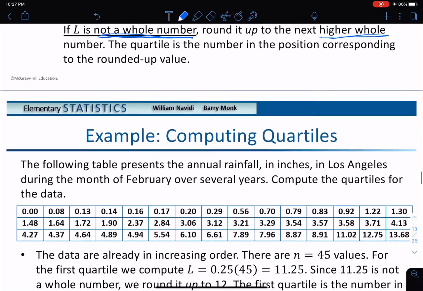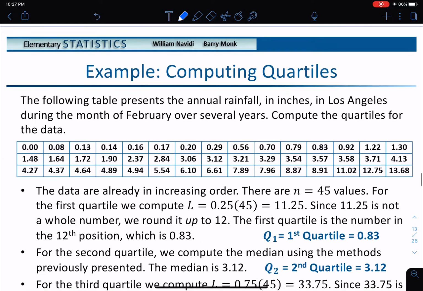Let's do some problems. For example, the following data presents the annual rainfall in inches in Los Angeles during the month of February over several years. Compute the quartiles for the data.